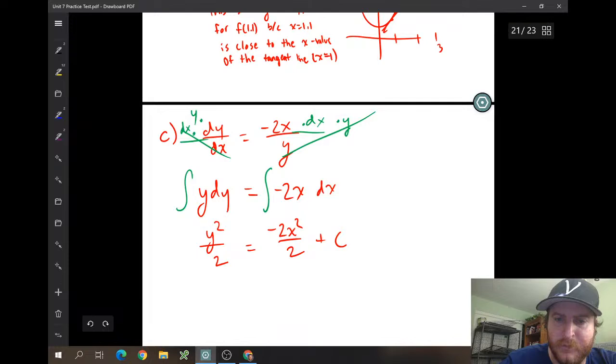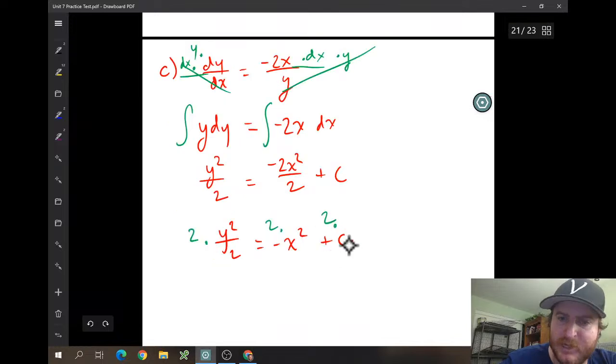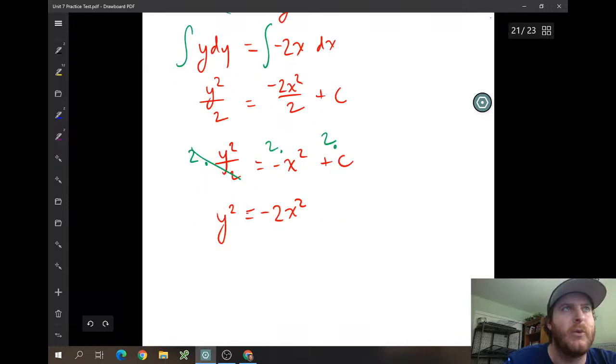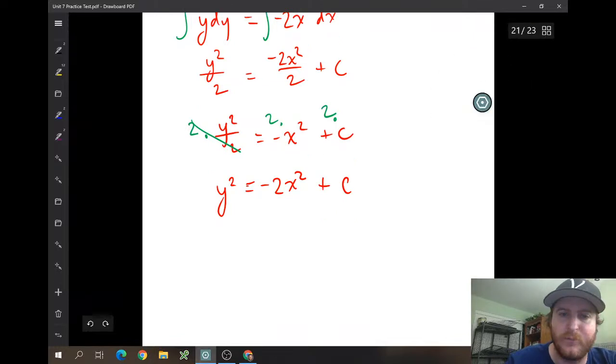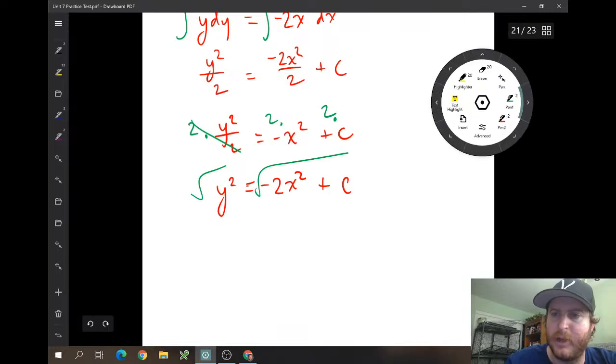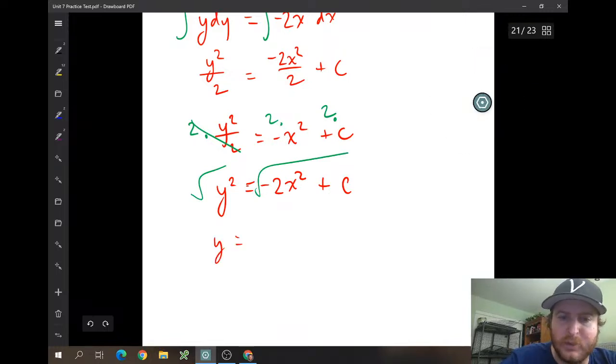I'm isolating for y, so I need to multiply every single term by 2. But remember, 2 times c is just going to give us a new c. It's not the exact same c, but on the AP exam, they're okay with us just writing it as c again. So sometimes textbooks will write this as plus c1, because it's like a new c, but on the AP exam, you can just write plus c again. It's fine. Then we're going to take the square root of both sides, and we will end up with y equals plus or minus the square root of negative 2x squared plus c.